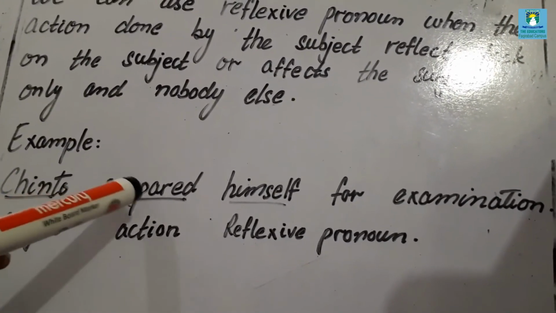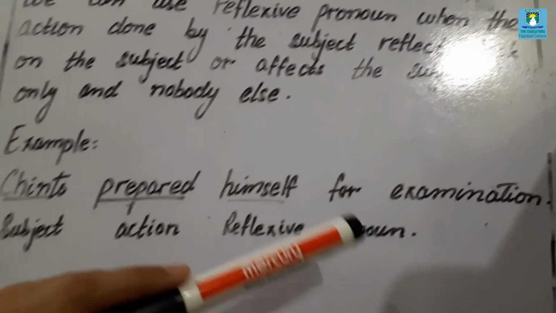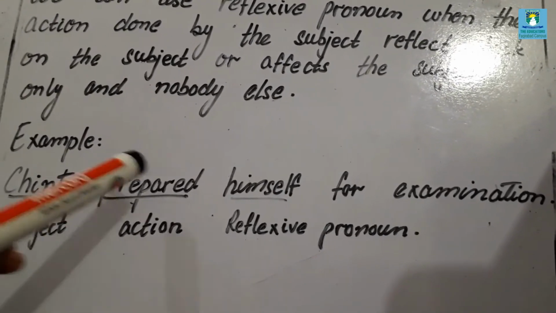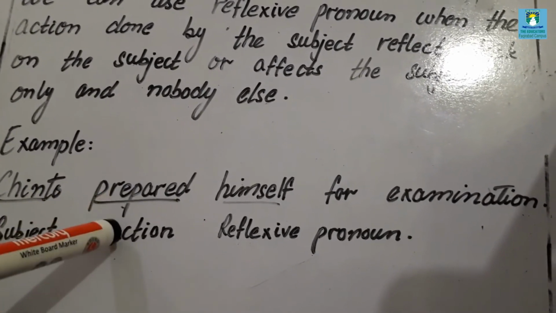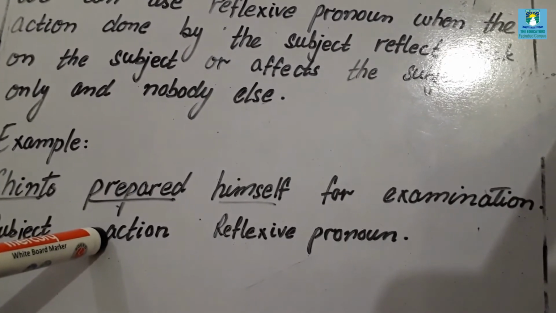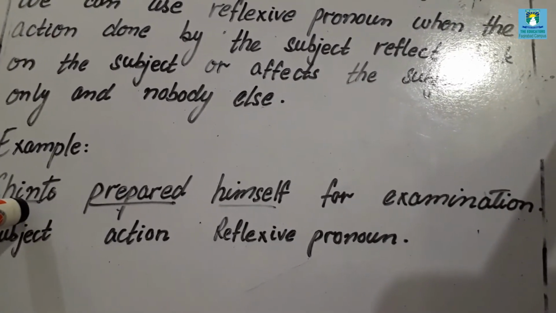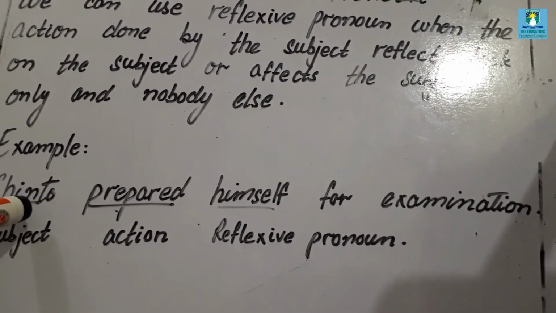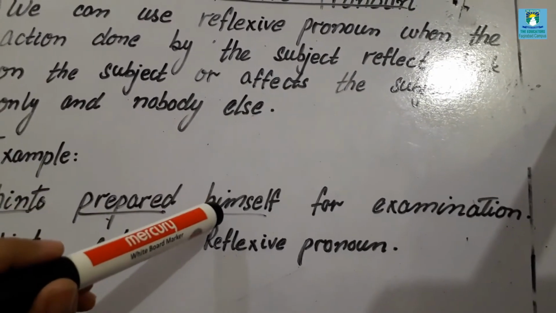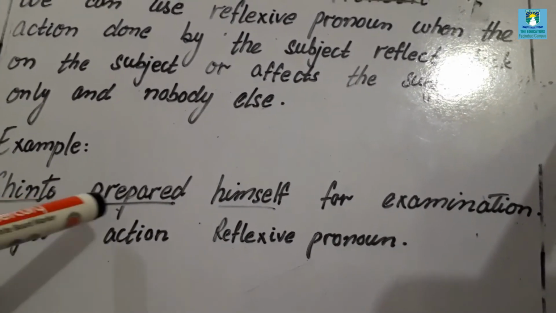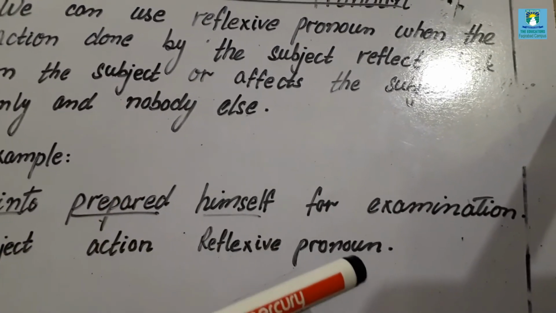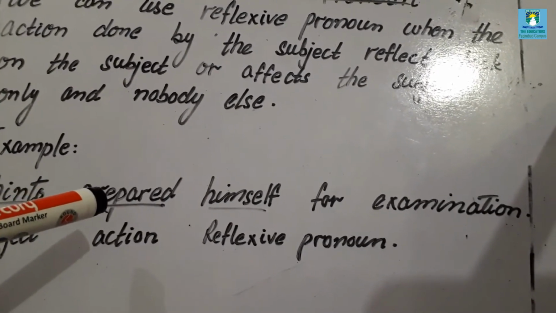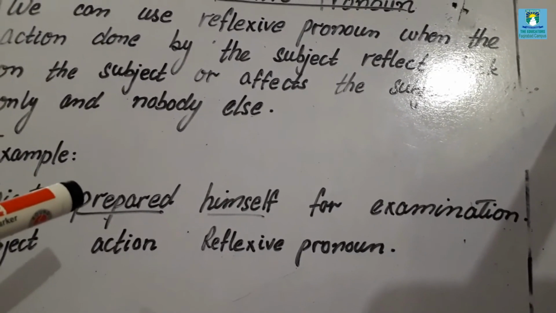Example, Chintu prepared himself for examination. Here Chintu is the subject, okay, and the action which he performed is preparation, okay. He prepared himself. So this action is affecting Chintu, okay. This action is reflecting Chintu. So here which pronoun we used? Himself, okay. Chintu prepared himself for examination. This action reflects back to the subject. This action affects the subject and nobody else. Understand?